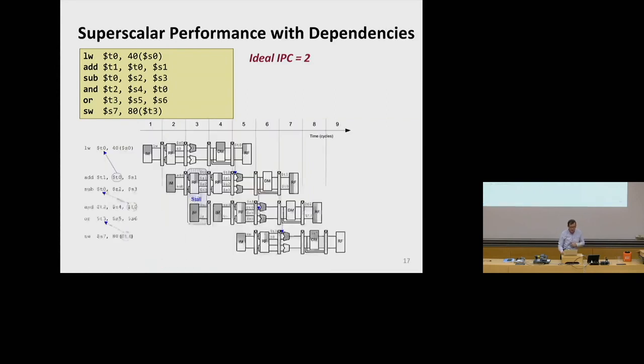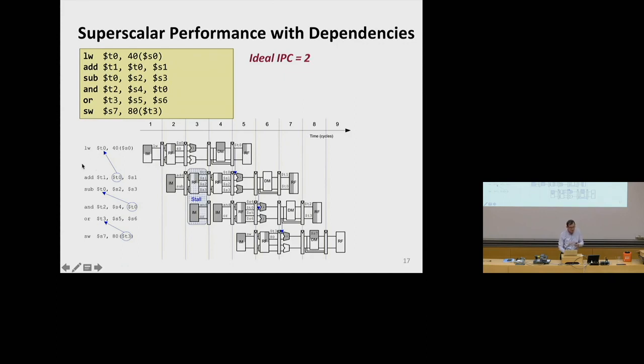But if you look over here, if you have dependencies, then there's a problem. For example, ideally, you would like to be able to decode load and add at the same time, but this add clearly depends on the load result because of this T0. So basically, this add needs to stall. Now, this add and subtract, they don't have a dependency relationship, so this add and sub actually can go at the same time. This and depends on the sub, so it needs to potentially wait, although if you have forwarding, that's not a problem.